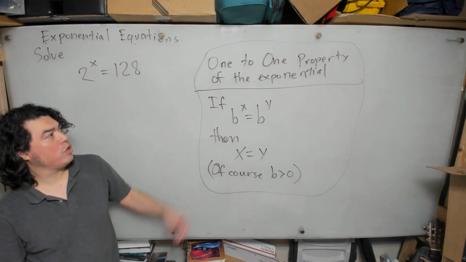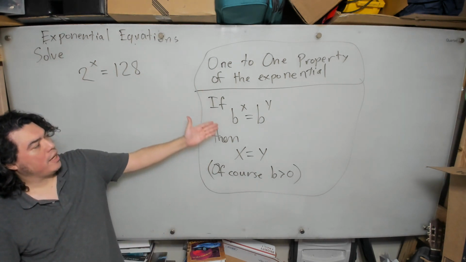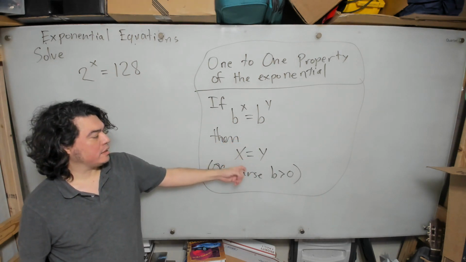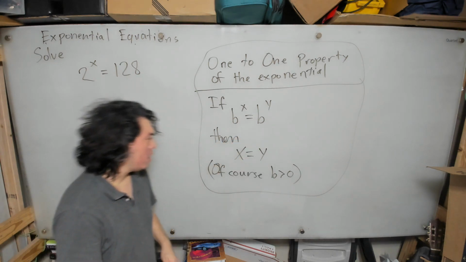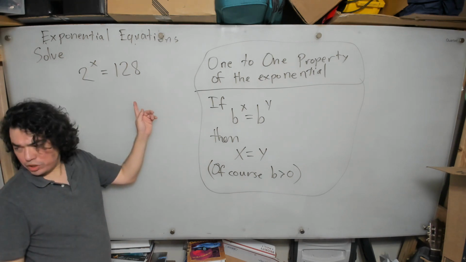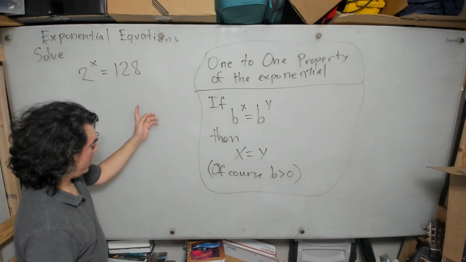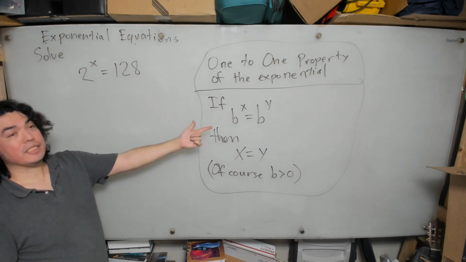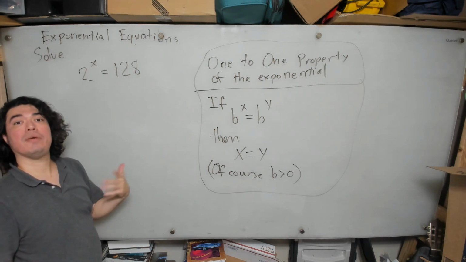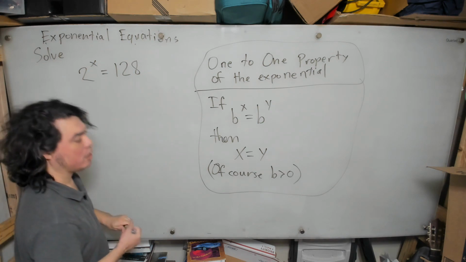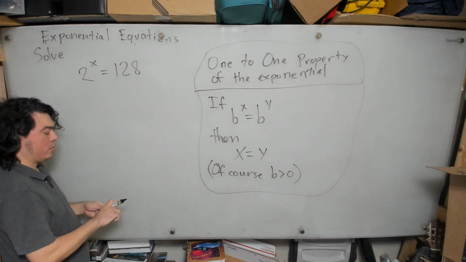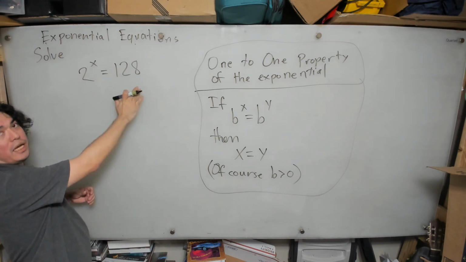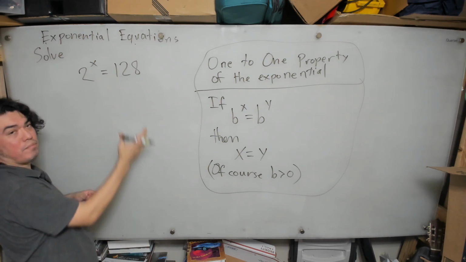So this is the one-to-one property of the exponential. If you have b to the x equal to b to the y, then x is equal to y. Okay. Now let's think about this situation here. If there is some way that I can write 128 as a power of 2, then I will be able to exploit this property. I'll be able to follow the basic strategy that I outlined earlier. That is, to set both sides as powers of the same base.